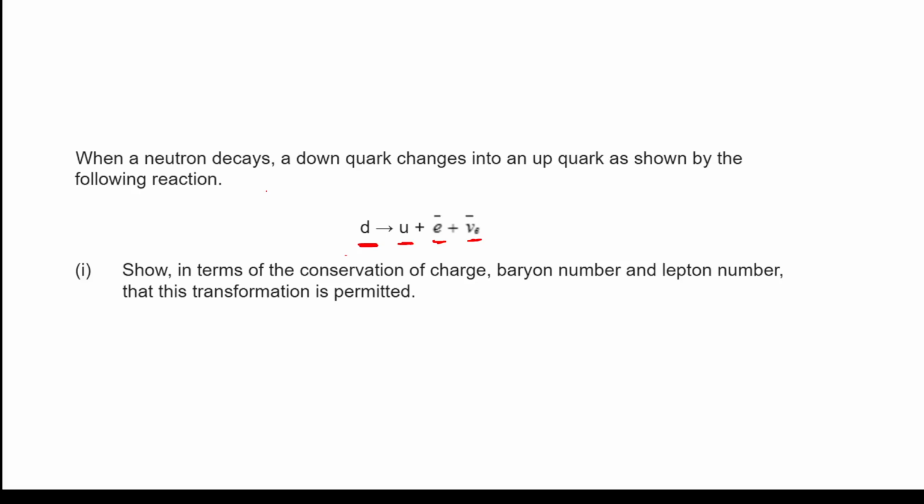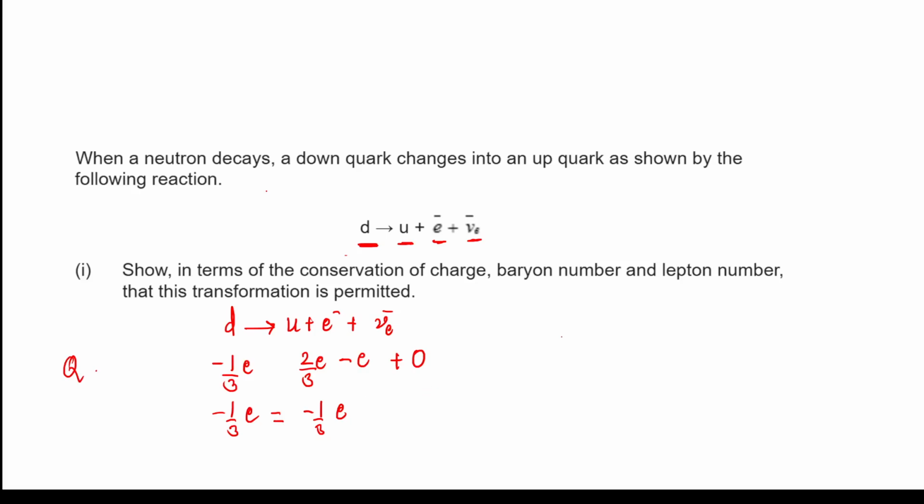So let's just start with the first one. Conservation of charge, a down quark. So I'm just writing this equation here. U plus e minus plus antineutrino. So this is charge. The down quark has a charge of -1/3 e, and the up quark is 2/3 e. This is -e, the charge of an electron. And the charge of the antineutrino is 0. So this is -1/3 e, and this is also -1/3 e. So charge is conserved. Done.